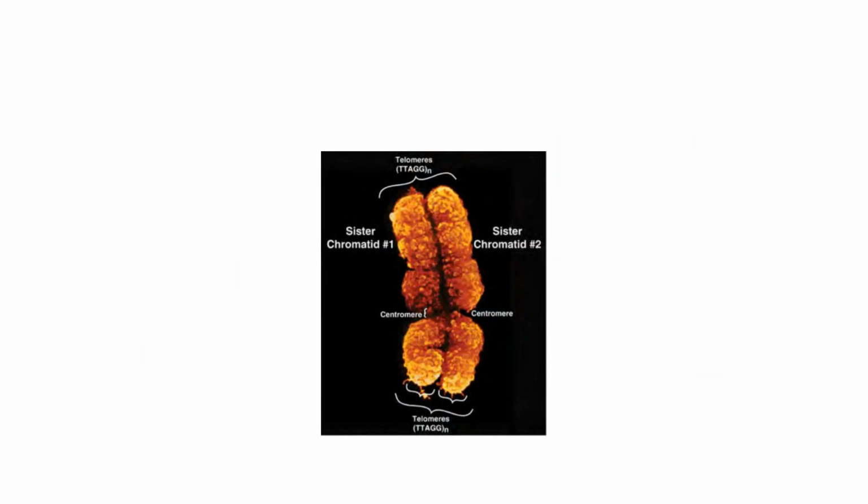So this is how a chromosome looks. In the center, you can see the AT rich region is the centromere. There are two sister chromatids. You can see one side is chromatid 1 and the other side is chromatid 2. And on the ends are the telomeres, which have TTAGGG sequences in tandem.